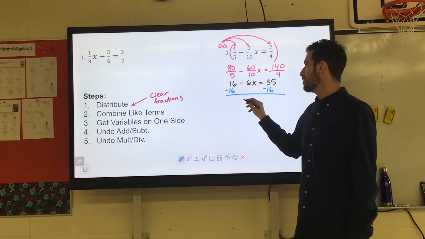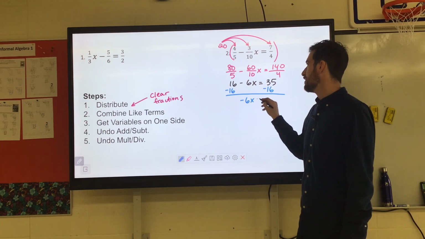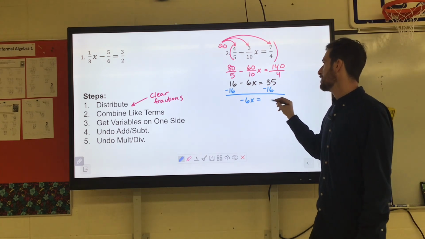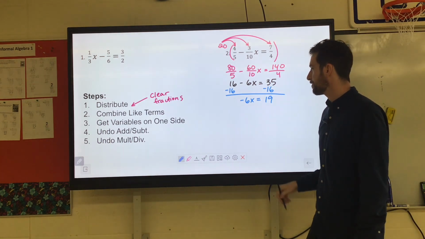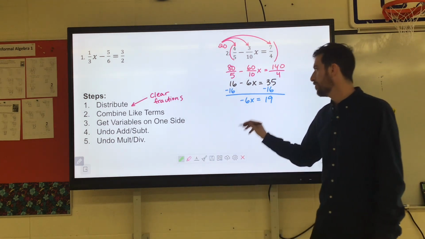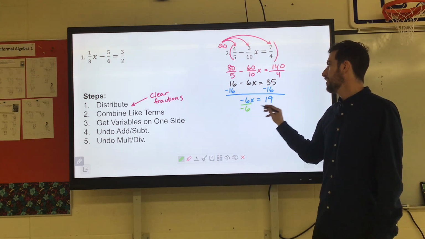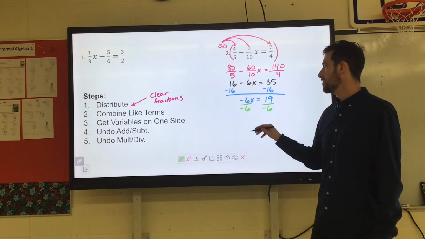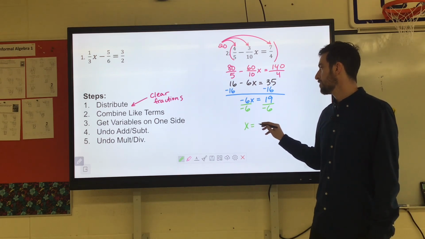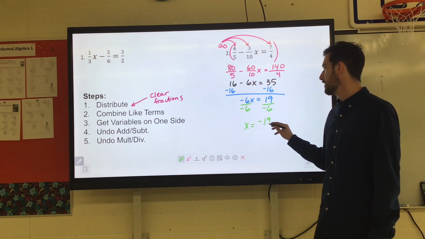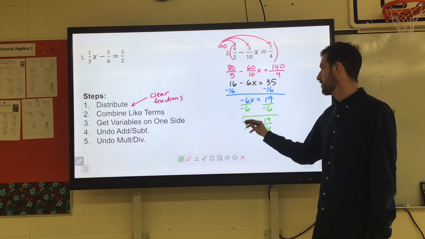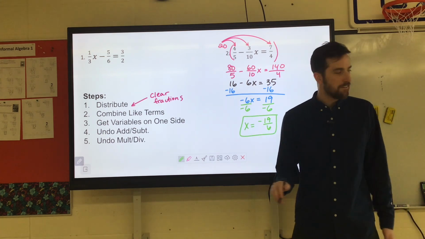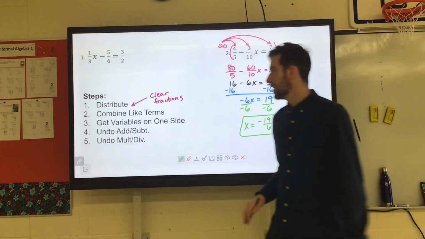So these cancel. We have negative 6x equals 35 minus 16 is 19. And then you just got to divide by the negative 6. Nothing goes into 19 and 6. So we just leave it as a fraction, negative 19 sixths. That wasn't too bad, right? Let me double check. All right.